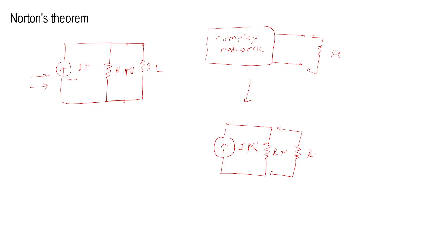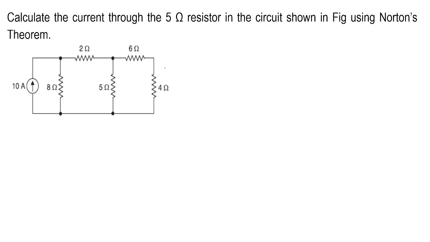This is RN. कोणताही नेटवर्क असेल त्या नेटवर्कला आपण काय करू शकतो, one current source and one resistance पॅरलल मध्ये कनेक्ट करू शकतो. So this is the Norton's theorem. Example that we are going to discuss here: calculate the current through 5 ohm resistor in the circuit shown in the figure with the help of Norton's theorem.